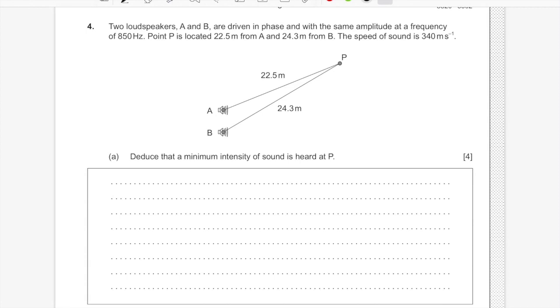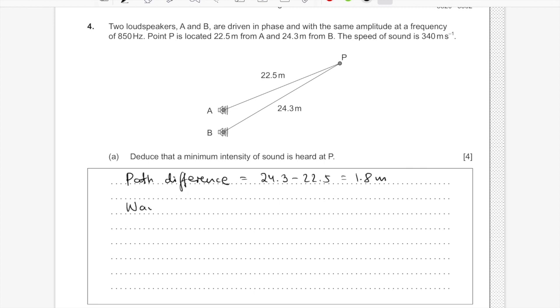Okay, question 4. Two loudspeakers, they're in phase, emitting sound waves, same amplitude and frequency, and we have been given these distances to a point P, and we have to deduce there's a minimum intensity at P. Okay, so we know that the path difference is a very important concept. In interference problems, we can work that out very easily, 1.8 meters.